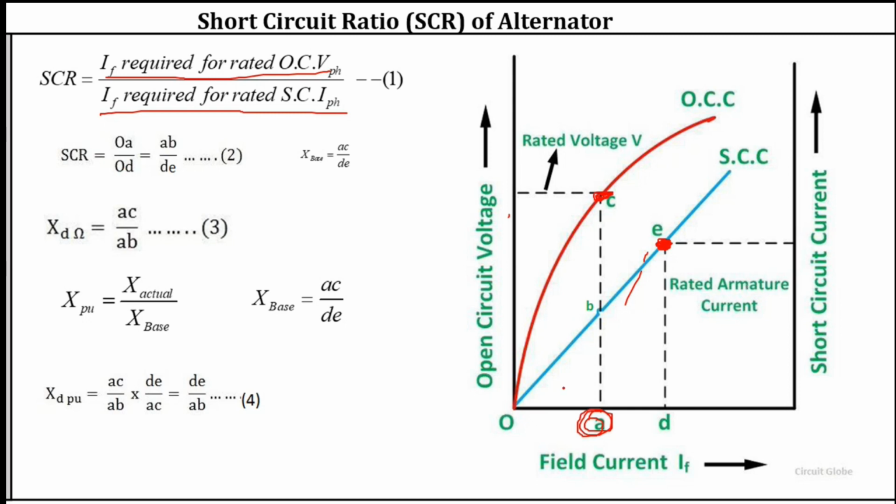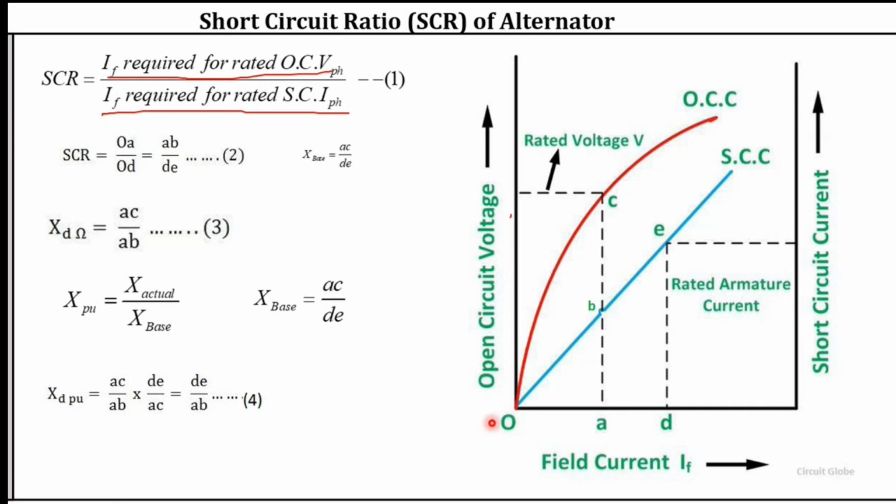So if we follow this diagram, where we have plotted the open circuit characteristic and short circuit characteristic, let us say this OA is the field current which is required to produce the rated voltage upon open circuit, and OD is the field current which circulates rated current upon short circuit in the armature winding. So short circuit ratio is OA upon OD. This OA upon OD is equal to AB upon BD.